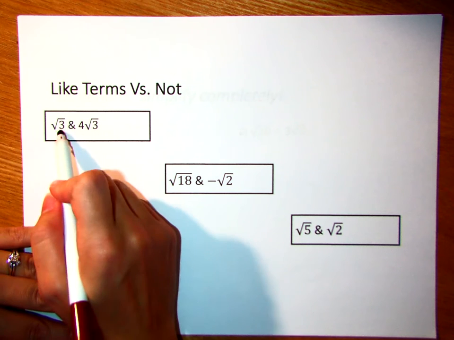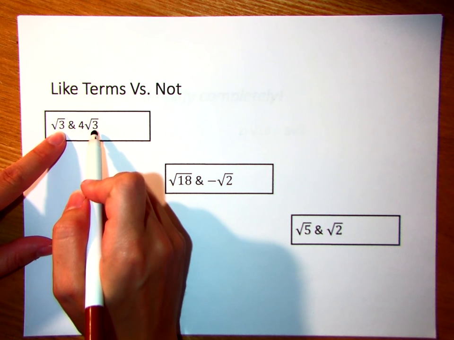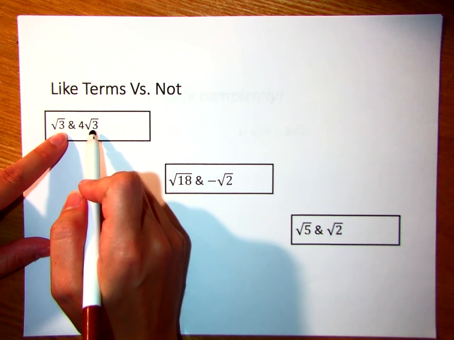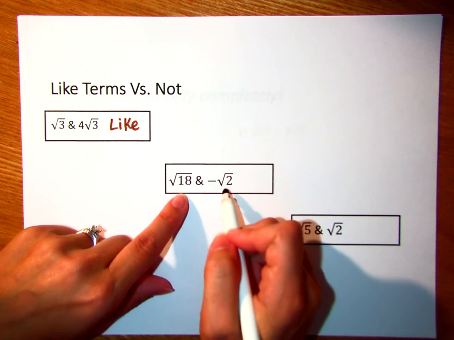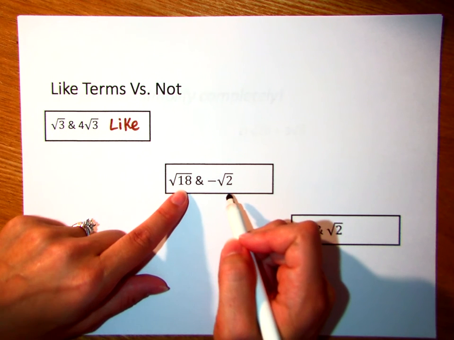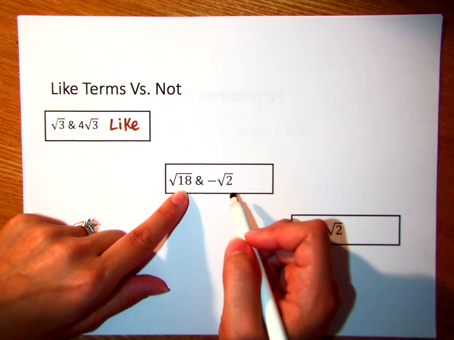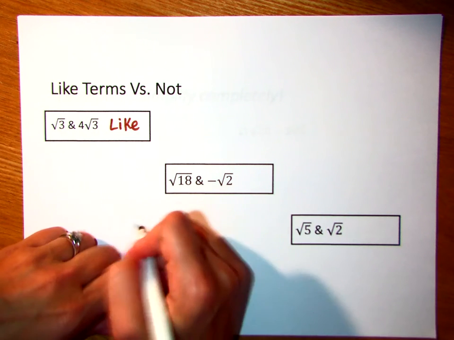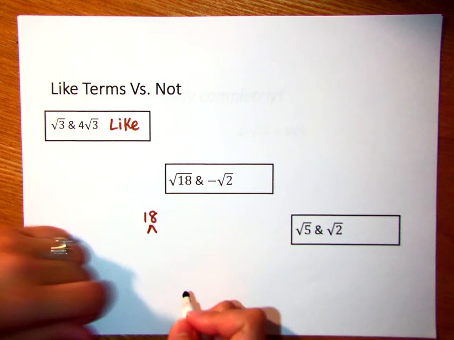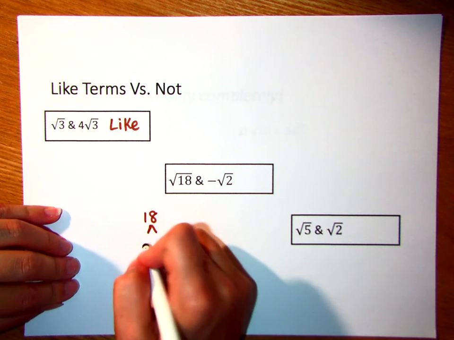If you look, both of these radicands are 3. That's what we're trying to look for. If the radicands match, then they are like. If you look at these, you say, oh, the radicands don't match, but be careful and make sure that you have simplified everything completely. For example, 2 is prime, but 18 is not, so you would want to figure out what the prime factorization is of 18 so we can simplify it.